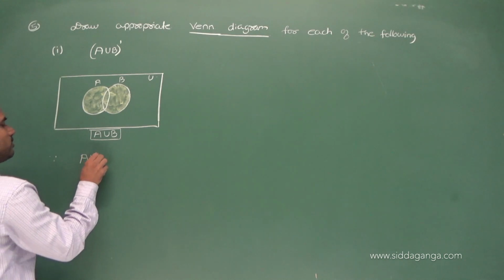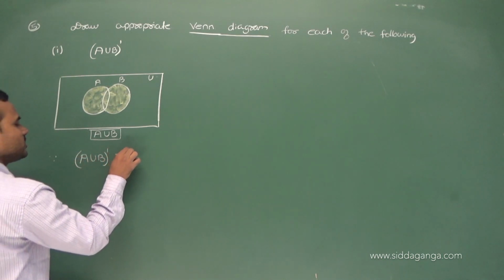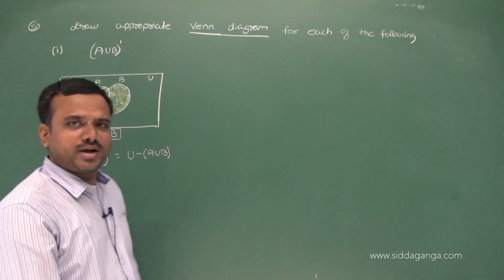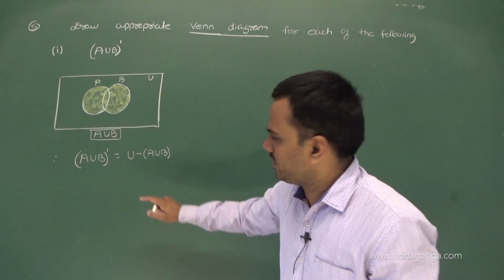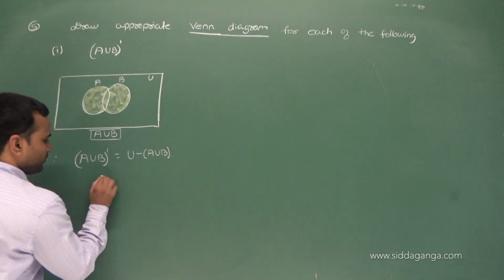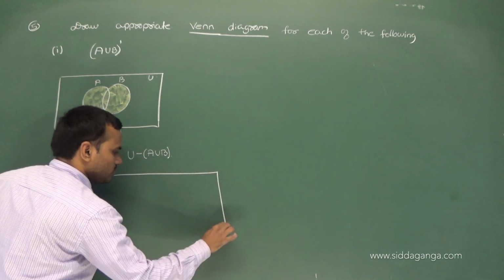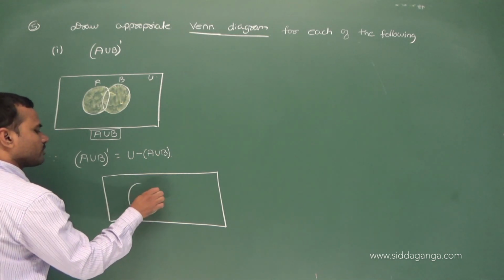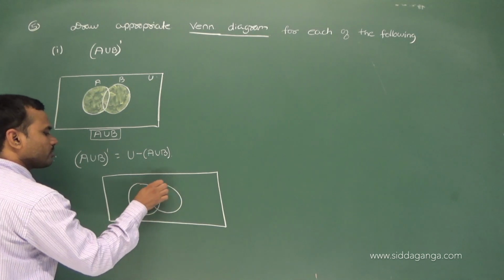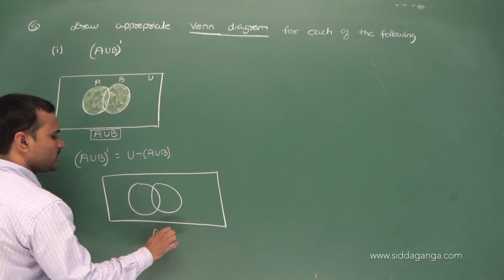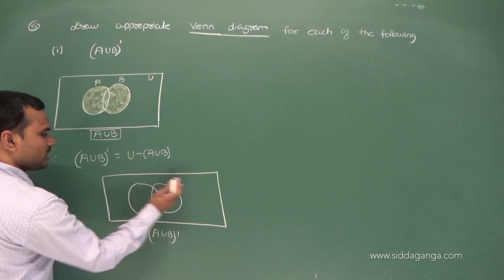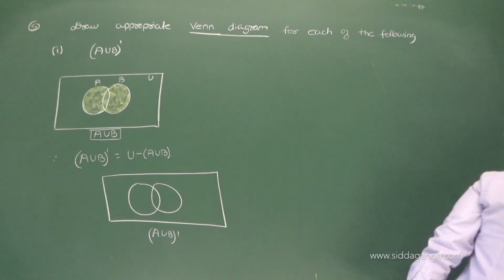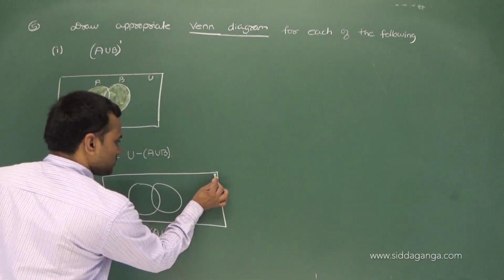Since (A union B)' is nothing but U minus A union B. Correct? So for that, I draw one more diagram. So we write here (A union B)'. This is the reason. U minus A union B means we leave out all these values.